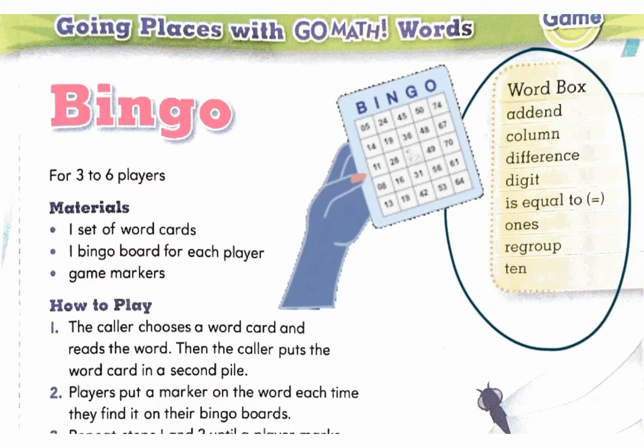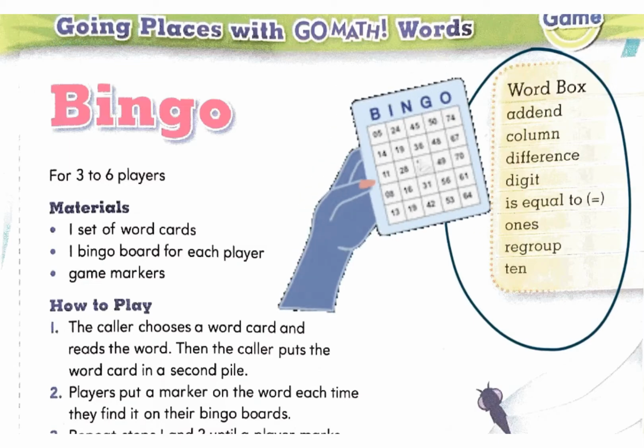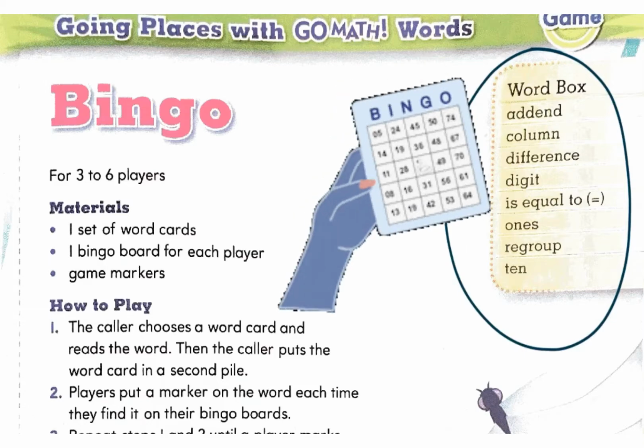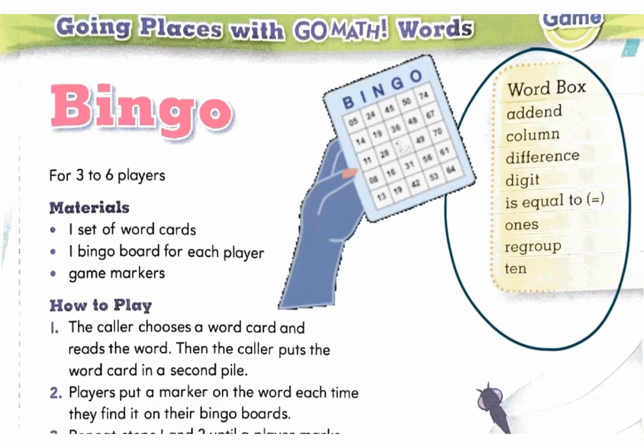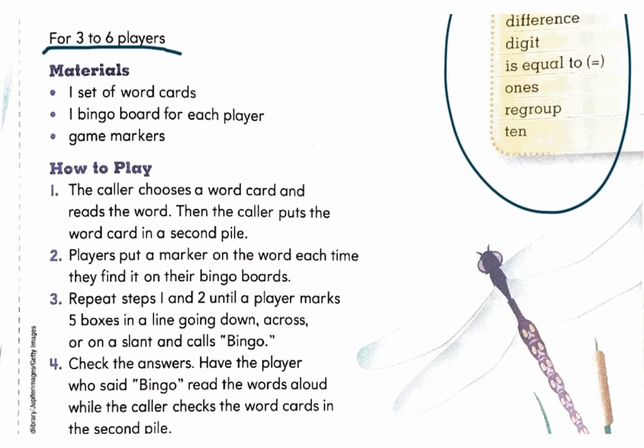We all know that vocabulary is really important for math so that you can use mathematician language when you are solving problems. You can play this with your families or with your siblings if you have them. There's 3 to 6 players. You can get the word cards from the vocabulary page in the book. And you could just make a bingo board if you don't already have one out of paper. And if you don't have markers, you can just use pens or crayons.